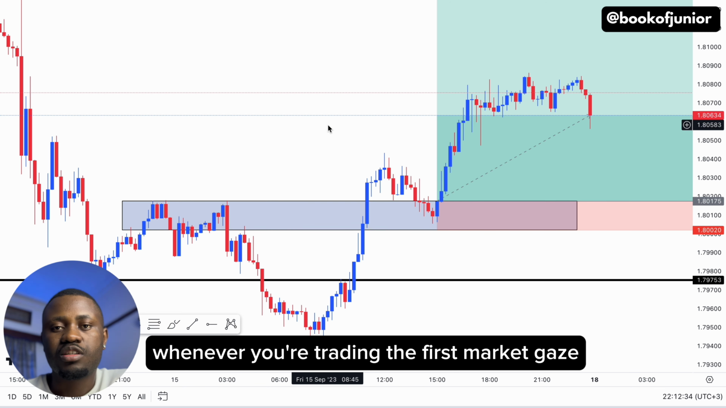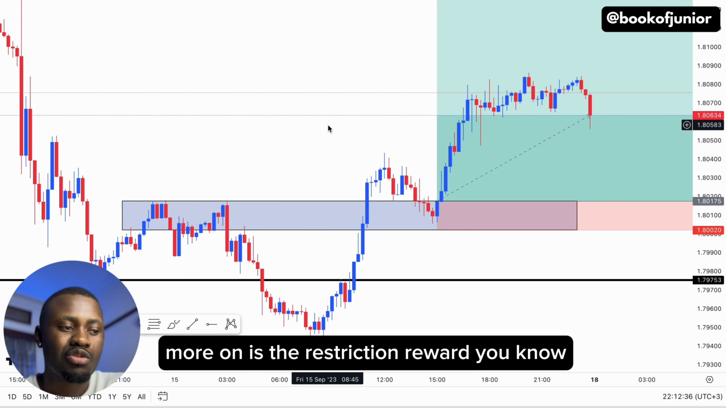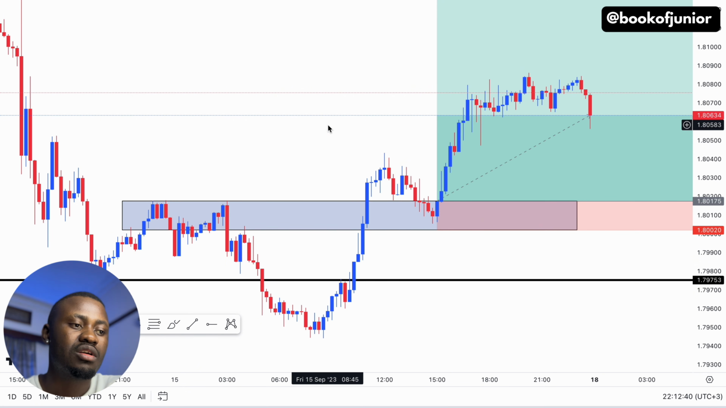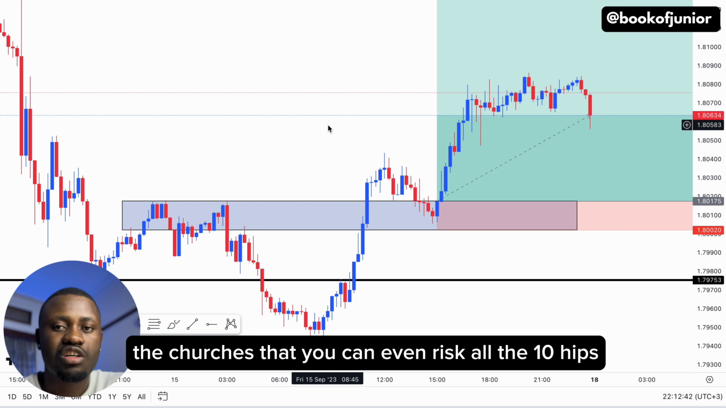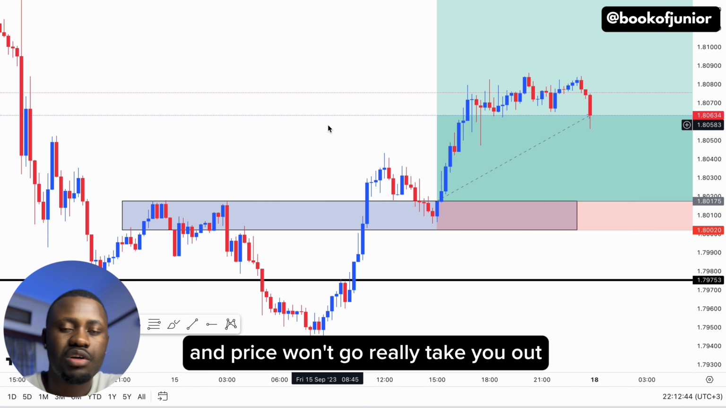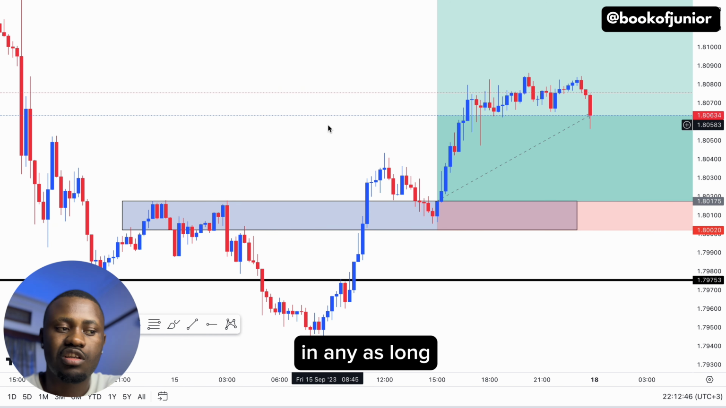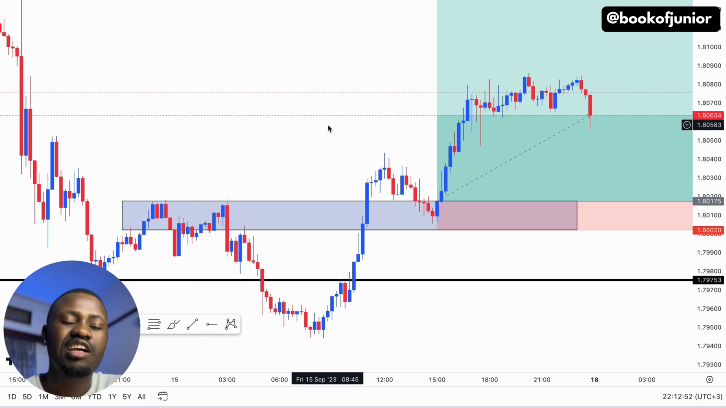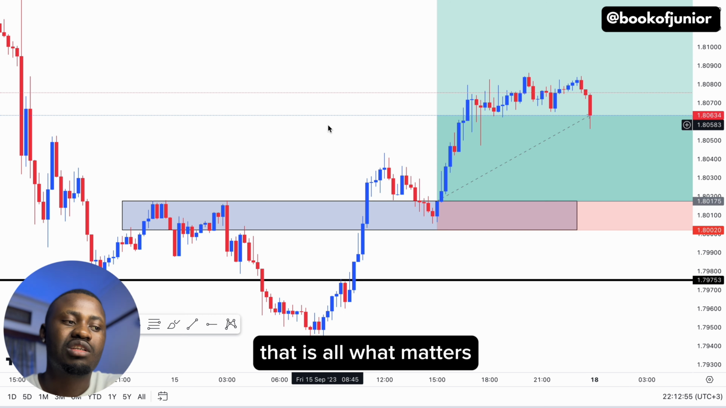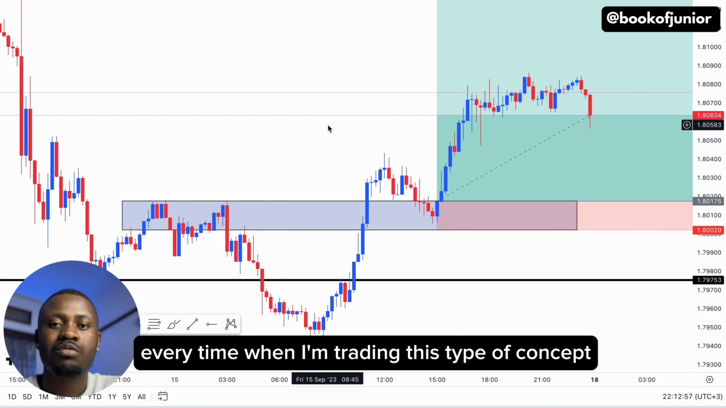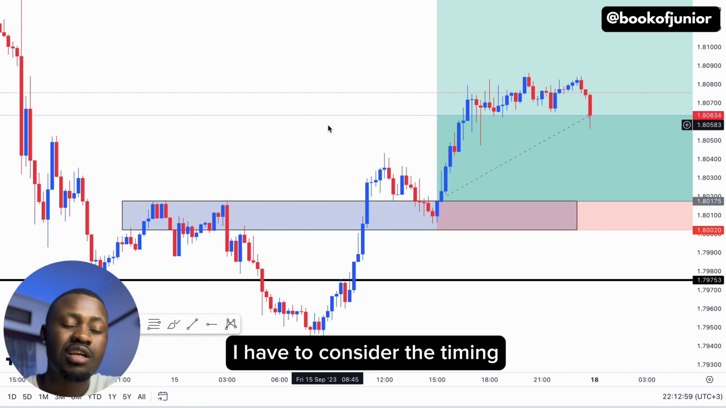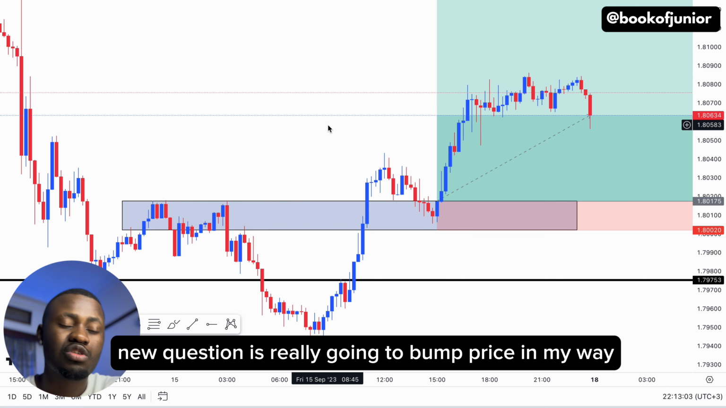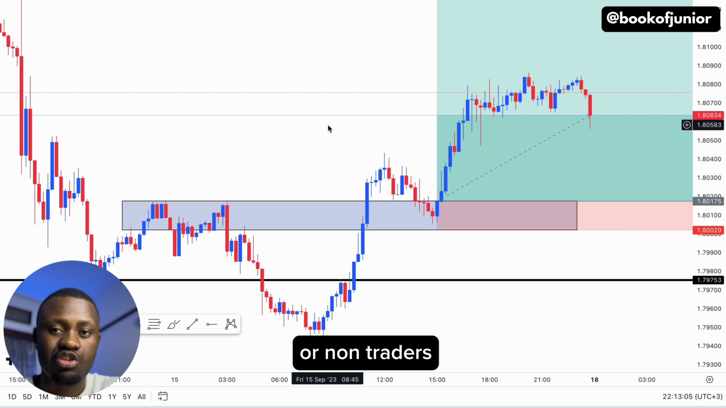Whenever you're trading the forex market, guys, one of the things that you have to focus more on is the risk to reward. When you understand the risk to reward, there are times where you can risk only 10 pips and price won't take you out in any way, as long as you understand the type of strategy that you're using, and the time when you have to trade it. That is all that matters, traders. So every time when I'm trading this type of concept, I have to consider the timing. I have to consider when the New York session is opening, and I need to understand if the New York session is really going to pump price in my way or not, traders.